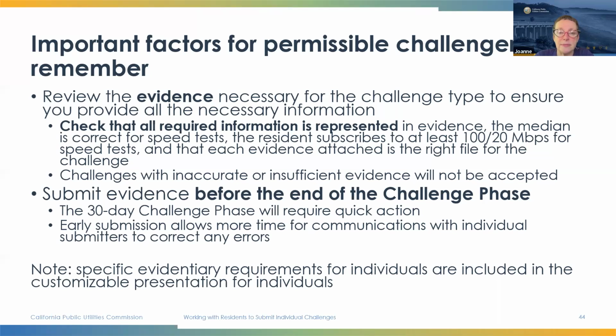You may want to check to be sure that the median has been calculated correctly for the speed tests, and there'll be an explanation in some detail of how to do that in the toolkit. So in other words, that the speed test actually was calculated and met the evidentiary requirements. You may want to check that the resident subscribes to at least 100 by 20 if they are submitting a speed test. Stated otherwise, it's not adequate for them to submit to you, and you to submit to the CPUC, a speed test that shows a lower speed if they actually subscribe to a lower speed, because that means that they couldn't actually get 100 by 20 megabits per second because they don't pay for that particular service.